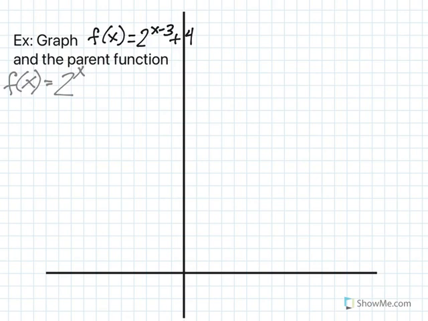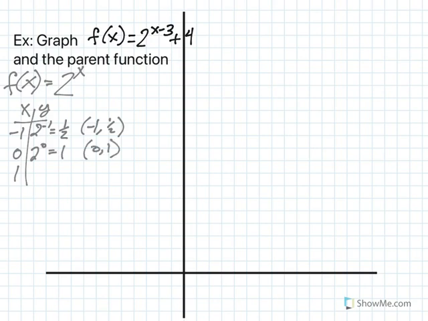Okay, so let's think this through. Let's just do 3 points, -1, 0, and 1. If x is -1, that gives me 2 to the negative first power, which is 1/2. So my ordered pair is -1, 1/2. If I plug in a 0, 2 to the 0 is 1. So my ordered pair is 0, 1, my y-intercept. And then if I plug in a 1, 2 to the first equals 2, so my ordered pair is 1, 2. Now, if you want to do another one for 2, 2 squared is 4, so the ordered pair would be 2, 4, and that's fine.